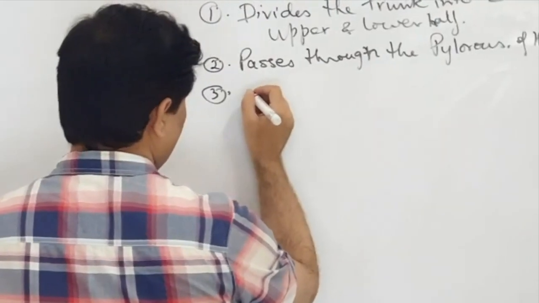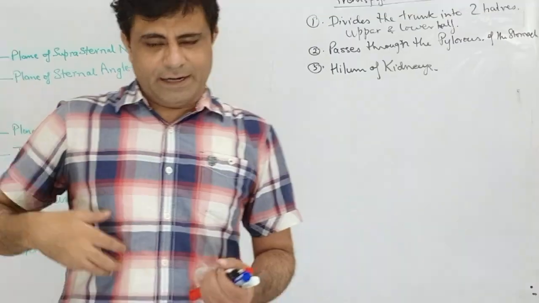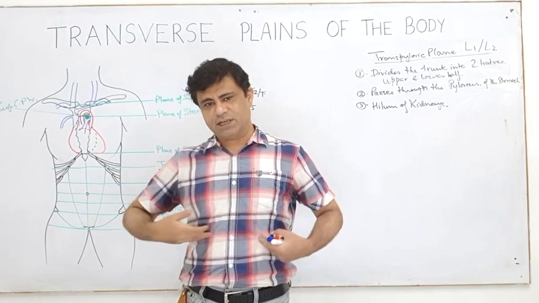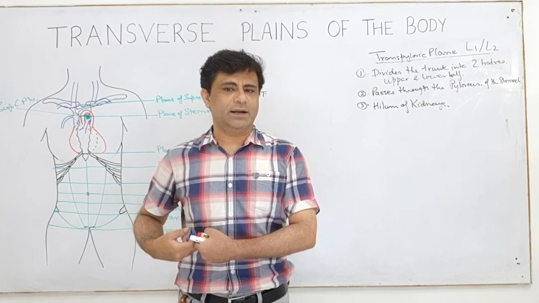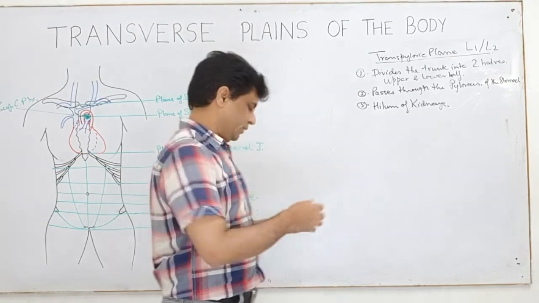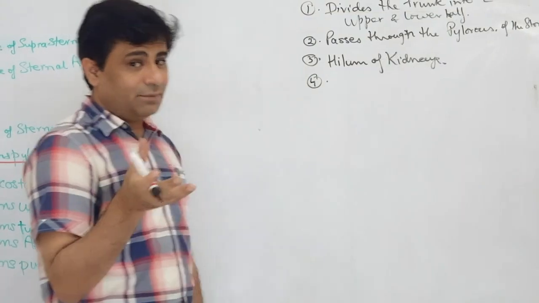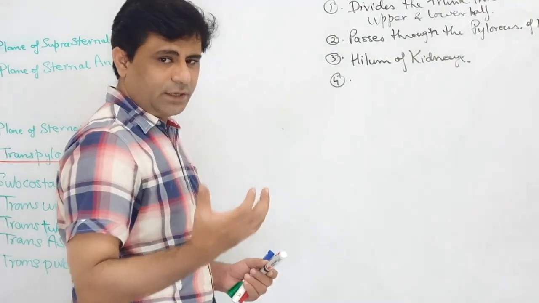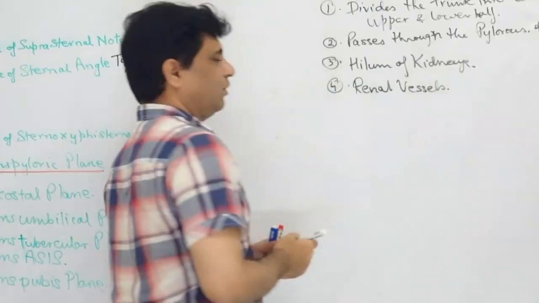Then it passes through the hilum of the kidneys, because the right kidney is at a slightly lower place and the left kidney at a slightly higher place. So this transpyloric plane will pass through the upper portion of the hilum of the right kidney. It will pass through the lower portion of the hilum of the left kidney. Simple. So just remember that fact about the hilum of the kidney. Then, because the hilum is there, the renal vessels, renal arteries and renal veins, will also be found at the same level, transpyloric.